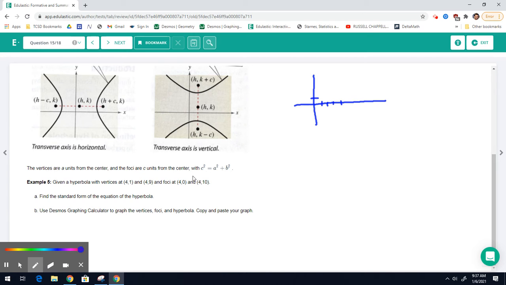Put a red dot there. That's a vertex. And then (4, 9). So we'll keep going. This is (4, 9). Oh, let me redraw my graph. I didn't read this right. Sorry about that.